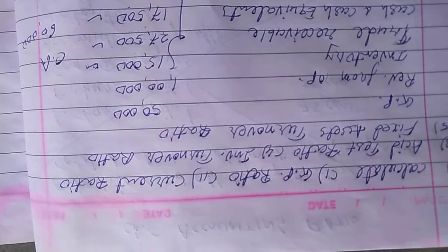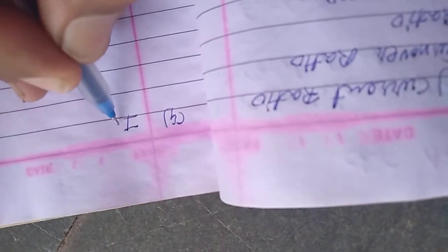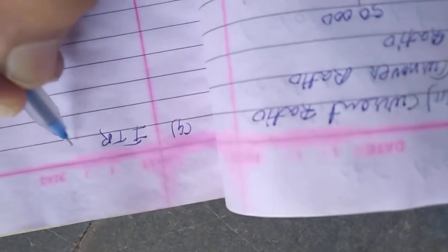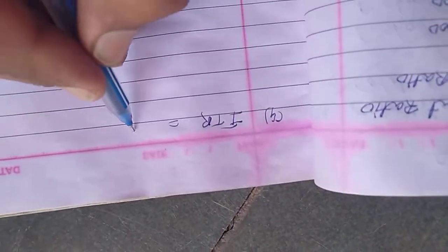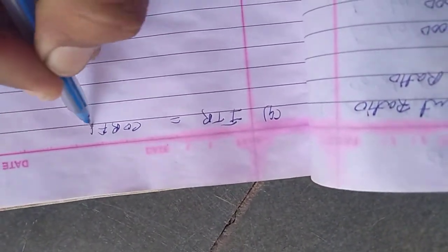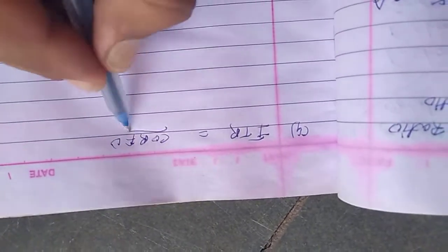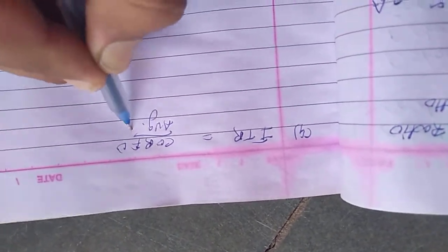Now the fourth one is inventory turnover ratio. You know the formula of inventory turnover ratio: cost of revenue from operation upon average inventory. That is the formula of inventory turnover ratio: cost of revenue from operation upon average inventory.